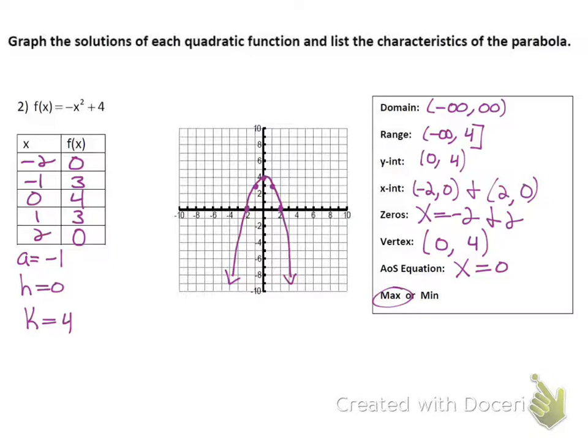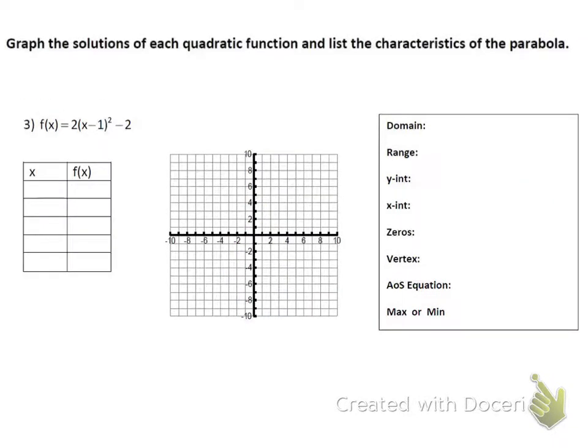2 down, 2 to go. So let's see the next problem here. This next problem, why don't you pause the video here and see if you can get your table. So start out by getting your A, H, and K and fill in your table. So go ahead and pause the video and come back after you've completed your table. So pause the video now.